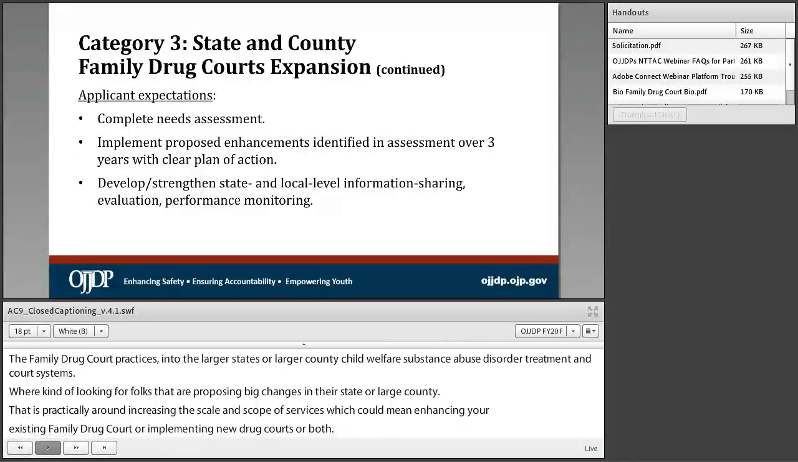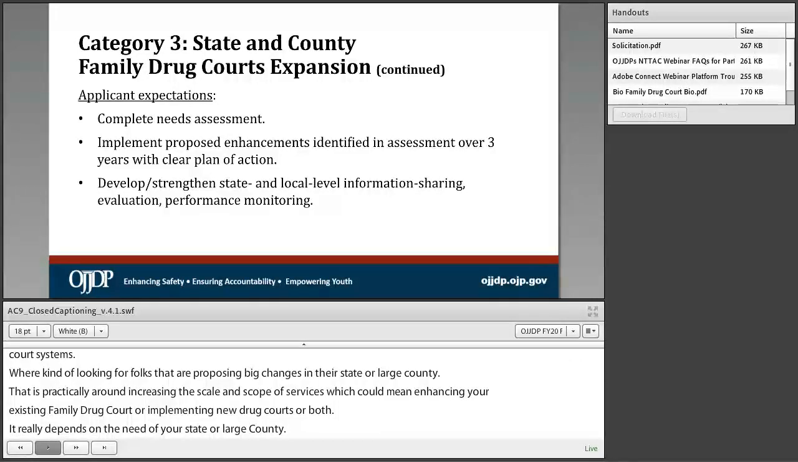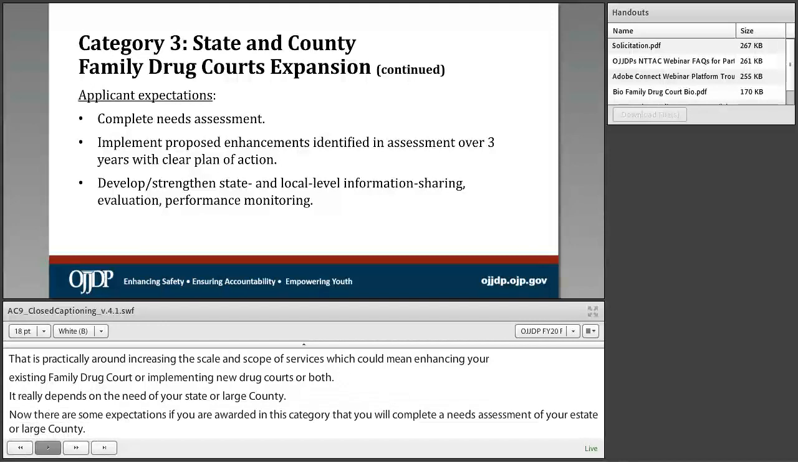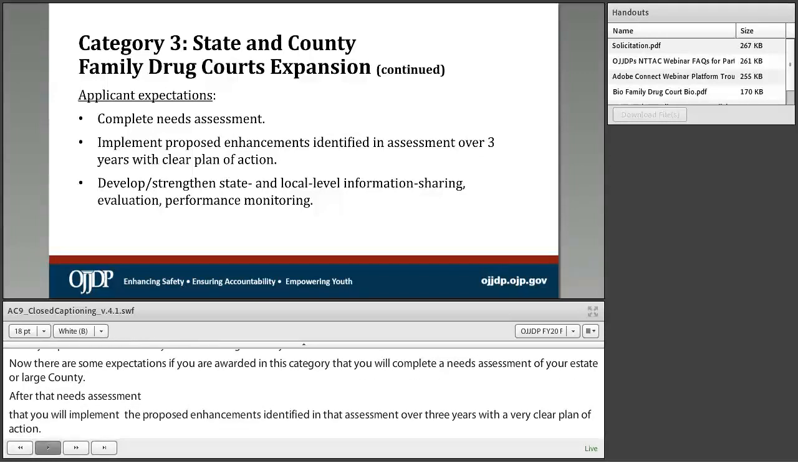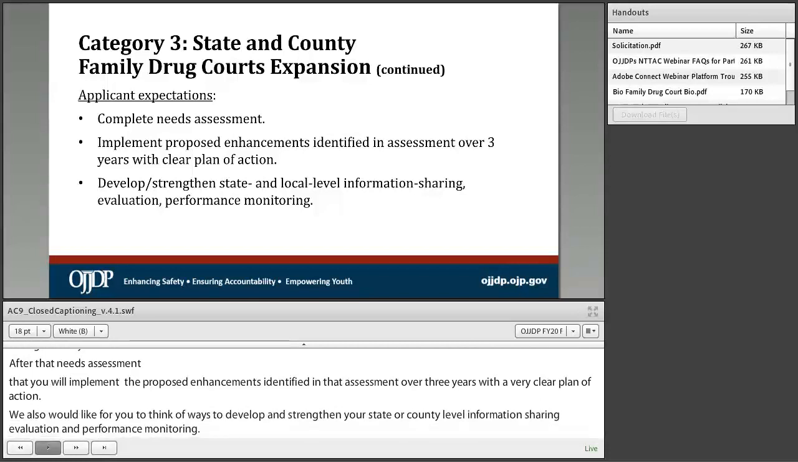Now, there are some expectations if you are awarded in this category: you will complete a needs assessment of your state or large county, and after that needs assessment you will implement the proposed enhancements identified in that assessment over 3 years with a very clear plan of action. We also would like for you to think of ways to develop and strengthen your state or county level information sharing, evaluation, and performance monitoring. That is definitely an area for this category that we are going to be looking for in your application.